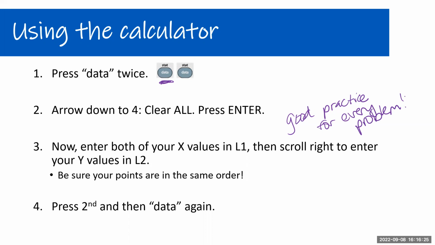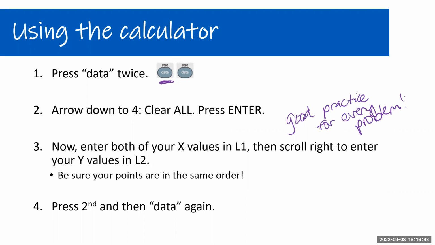So now once you've done that, you can enter both of your X values in L1, which is that first list, and then you're going to scroll right to enter your Y values in L2. L1 is the first list, L2 is the second list. Make sure your points are in the same order, okay? So you want to make sure your ordered pairs are side by side.